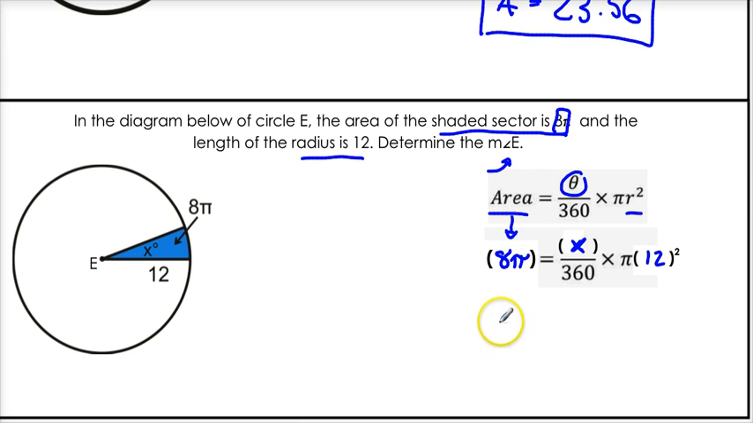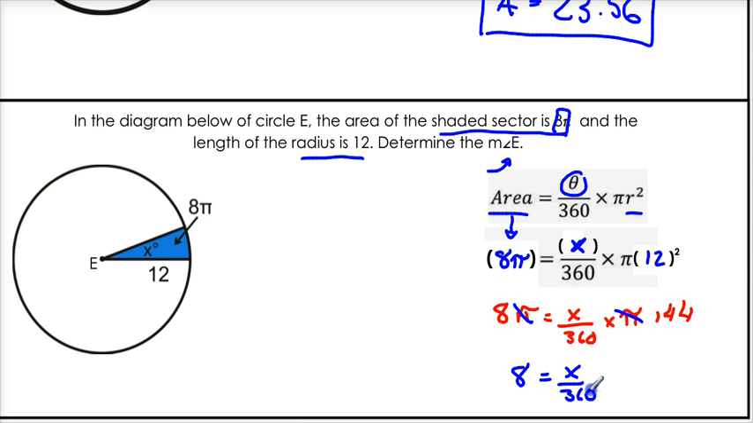Now we're going to keep simplifying this. So what we get is 8 pi is equal to X over 360 times pi, and let's do this. We get 144. All right, 12 squared is 144. So I just squared this to get 144. Now you might remember from last class that if you have a pi on both sides, you can cancel them out. And now we just have 8 is equal to X over 360 times 144.